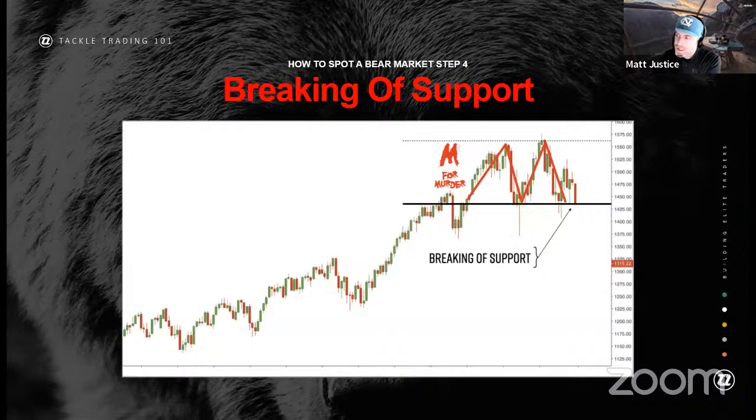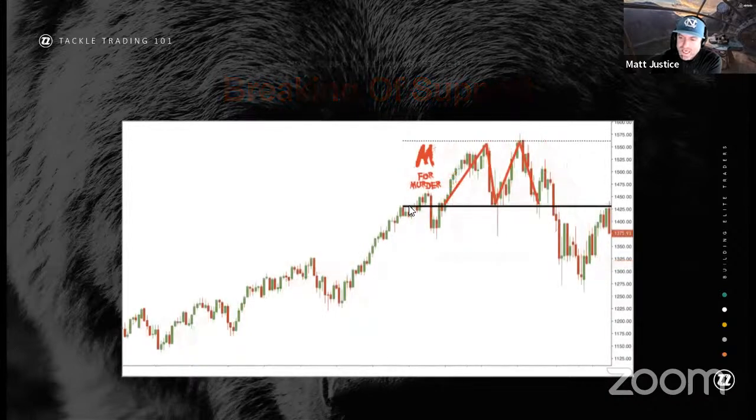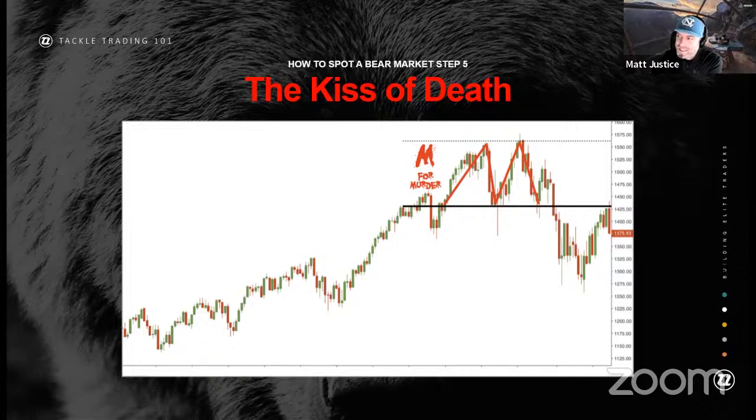Step four is the violation of support. As you can see right here, the market violates support, and volatility picks up on the downside. Very honestly, it's one of the most textbook reversals I've ever tracked. Step five is the most powerful technical formation in the market. The first retracement after a violation of support is called the kiss of death, ladies and gentlemen.